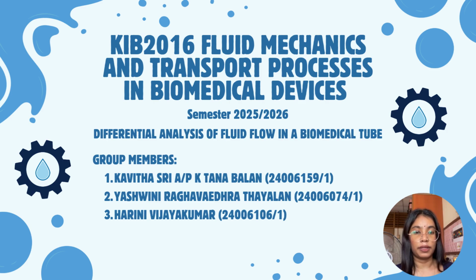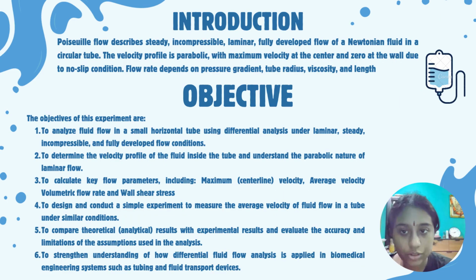Our assignment topic is differential analysis of fluid flow in a biomedical tube. Introduction. Poiseuille flow describes steady, incompressible, laminar, fully developed flow of a Newtonian fluid in a circular tube. The velocity profile is parabolic with maximum velocity at the center and zero at the wall due to the no-slip condition. Flow rate depends on pressure gradient, tube radius, viscosity, and length.